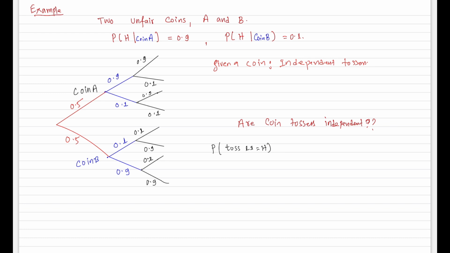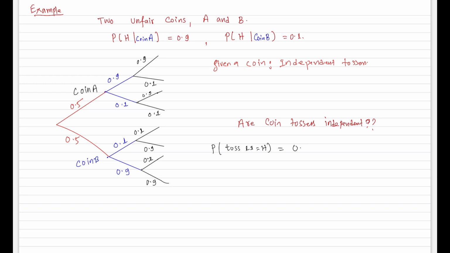Right. So what's the probability that at the 11th toss we will get head? Right now we do not have any condition or evidence, so we can find this probability using the total probability theorem. We have two coins, and we will select coin A or coin B with equal probability. So maybe we will select coin A with the probability 0.5.